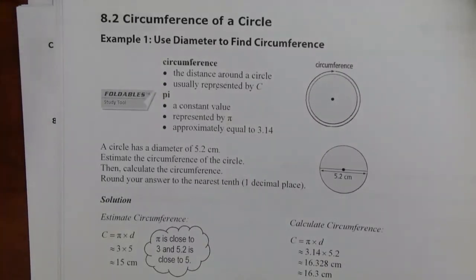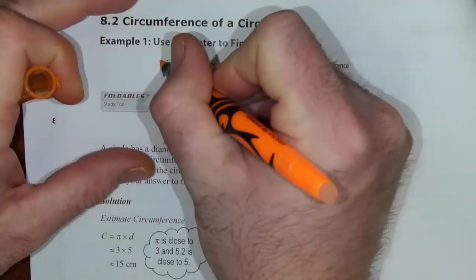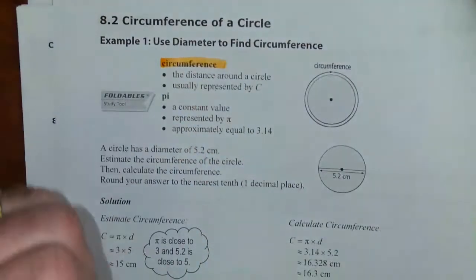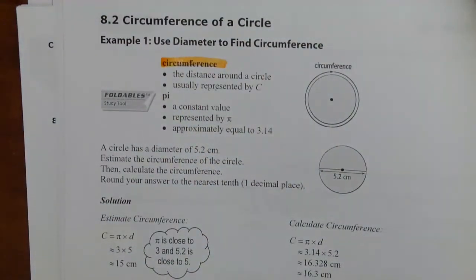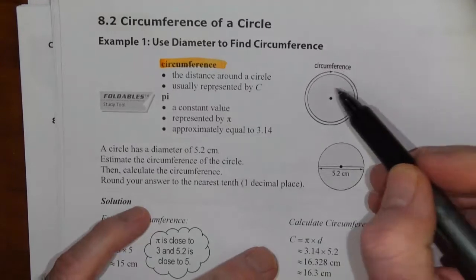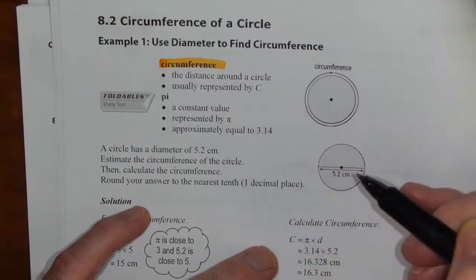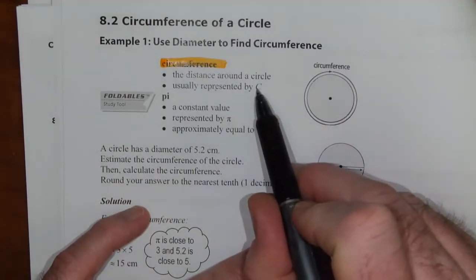All right, section 8.2, circumference of a circle. So we have some definitions to deal with. And the first one up is circumference. What is the circumference of a circle? So the circumference of a circle is the distance all the way around the circle. It's usually represented by the letter C.